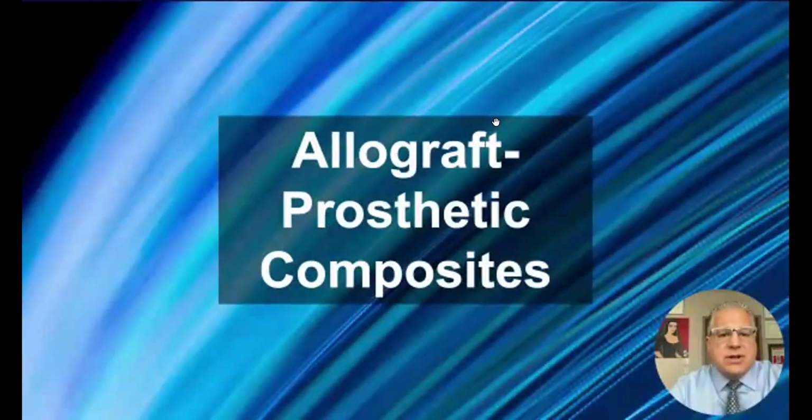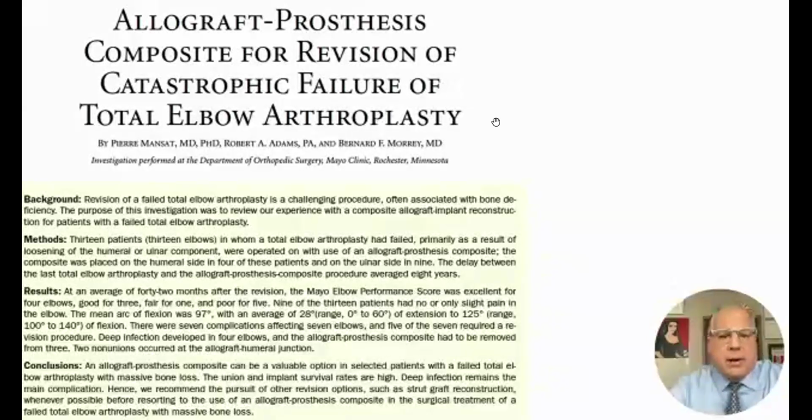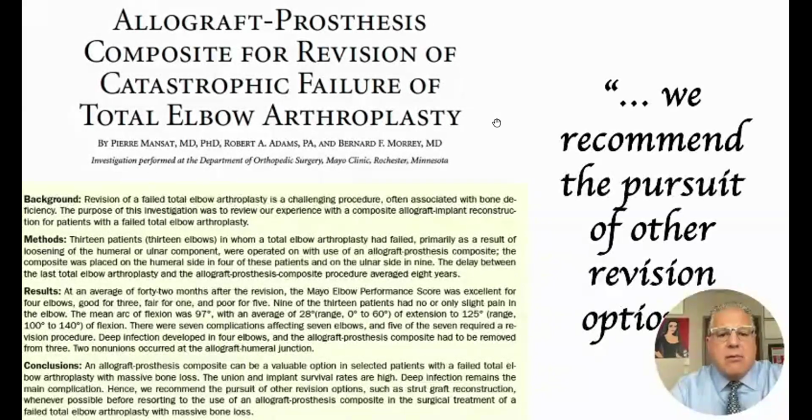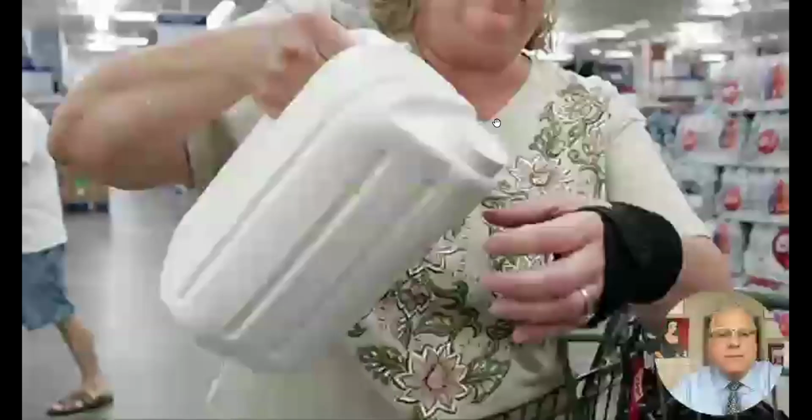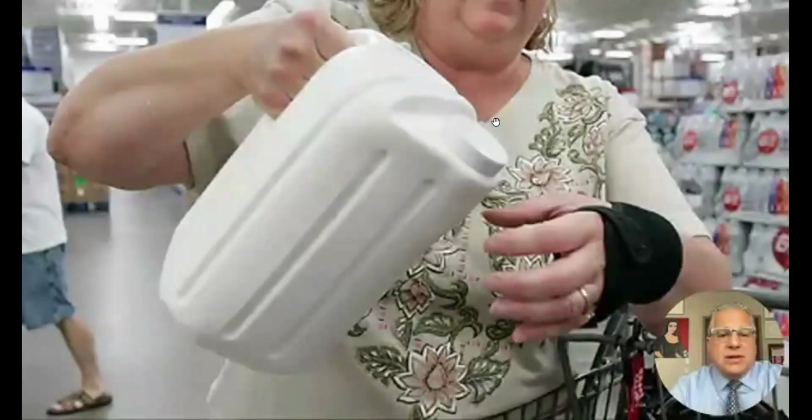Allograft prosthetic composites are considered in patients with more substantial bone loss. However, early on, the reports were not very promising, and in fact, Drs. Mansat and Mori recommended the pursuit of other revision options. One challenge is that when patients use the upper extremities to hold heavy objects, there is a rotational torque that can really compromise humeral fixation.